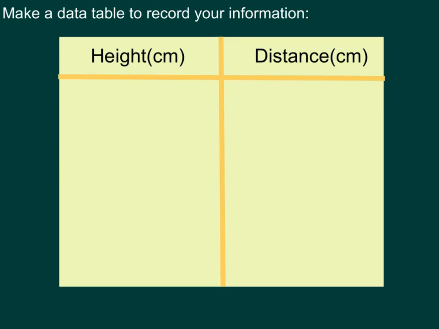After you have completed steps 1 and 2 and gotten those checked, then you'll be making a data table to record your information. Your data table should have 2 columns, with the one heading being height and the other heading being distance. Be sure to have height in the X column and distance in the Y column. That will be very helpful for graphing later.